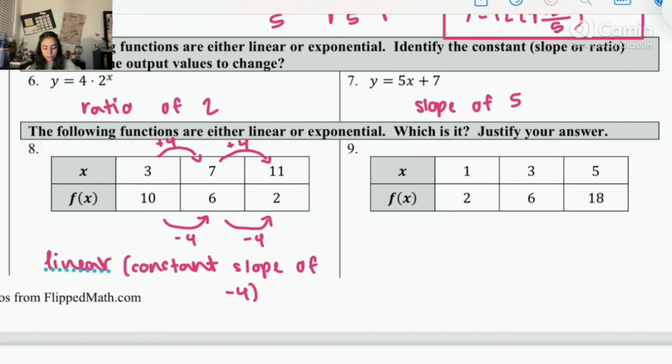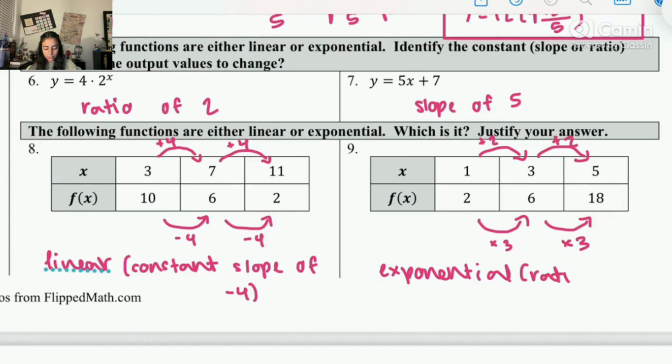And then here for number 9, our x is proportional because it's jumping by 2 each time. And it looks like we have a ratio of 3 because we're multiplying by 3 each time. So it's exponential with a ratio of 3.